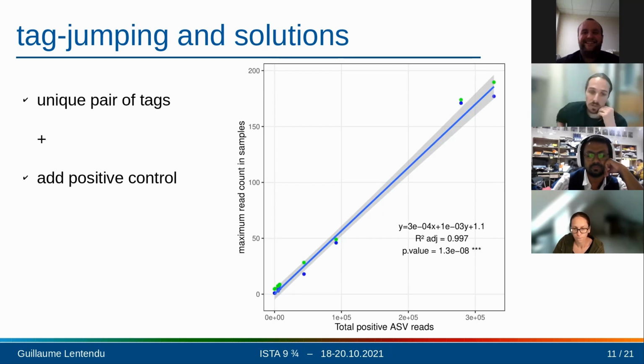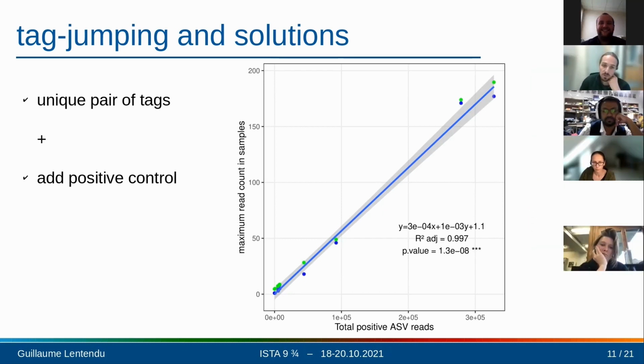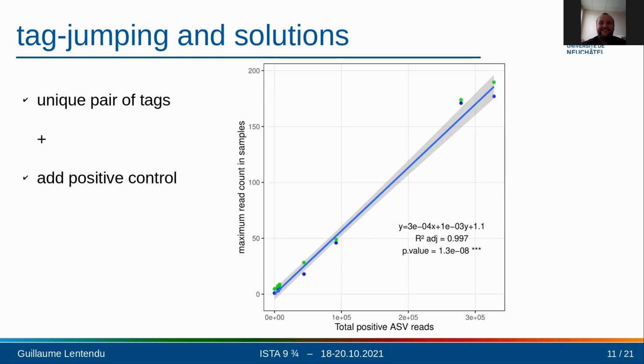Another solution is to add a positive control. That's something we are currently testing. If you have a sample like a mock community or a positive control of a few species, then what we observed is the total number of reads of these positive ASVs, which come from species not expected to be in the samples you're interested in. For example, if you work with soil, then your positive control would be marine species. So if you find any occurrence of these ASVs in any of your samples, then you know it originates from tag jump.